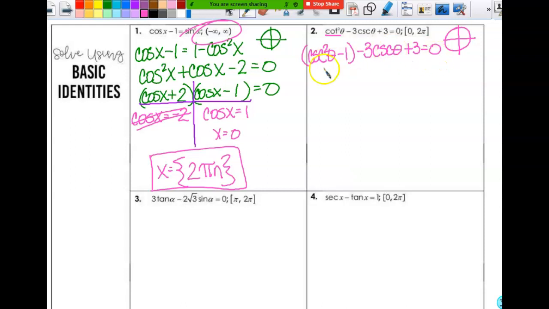So here, when I combine my like terms, I get cosecant squared theta. Then I want to put them in order, so this will be minus 3 cosecant theta. Then I have a negative 1 and a positive 3, so that'll be plus 2 equals 0. So once I've simplified it, I've got it all in cosecants, which is good because it's a quadratic. Then I need to factor it. So this will be cosecant theta and cosecant theta. The last one's positive, so the signs are the same. This is negative, so they're both negative. It's a negative 2 and a negative 1.